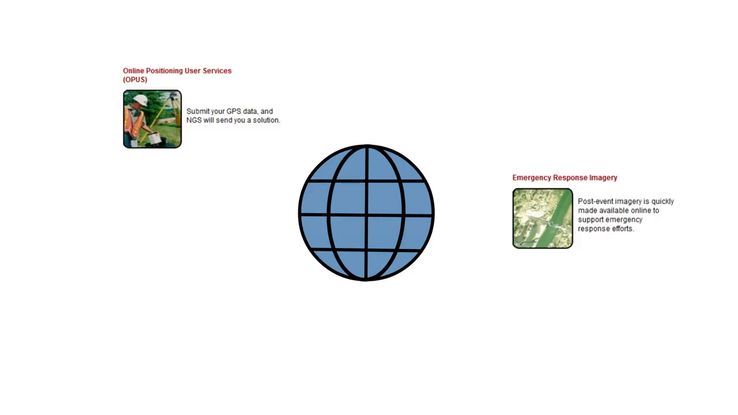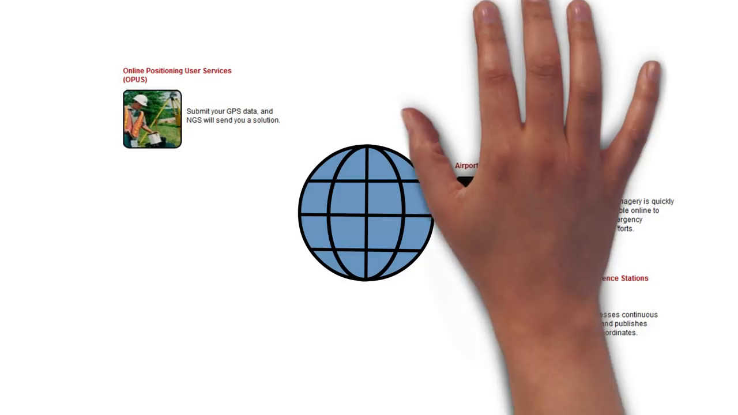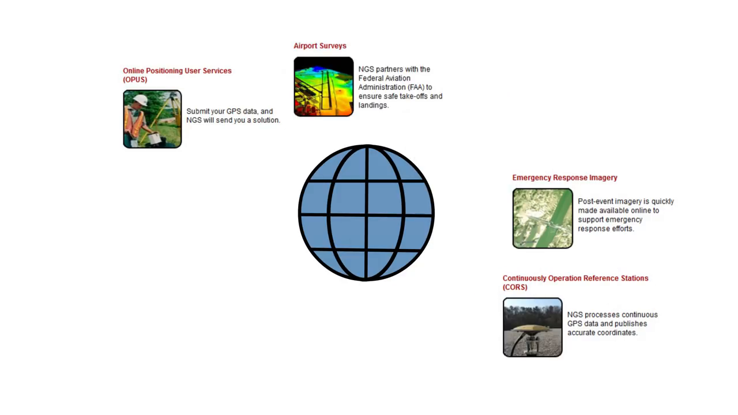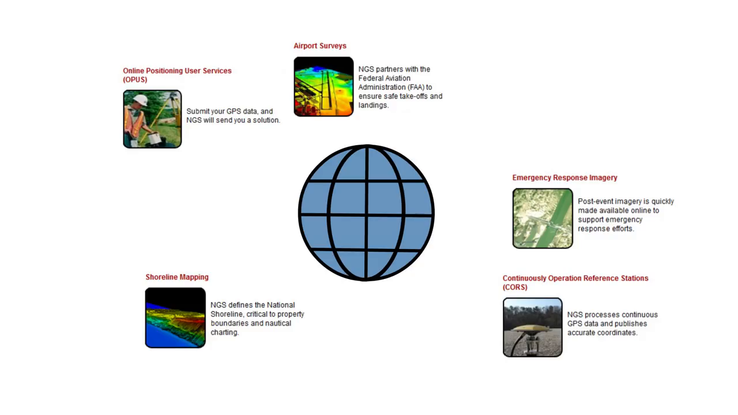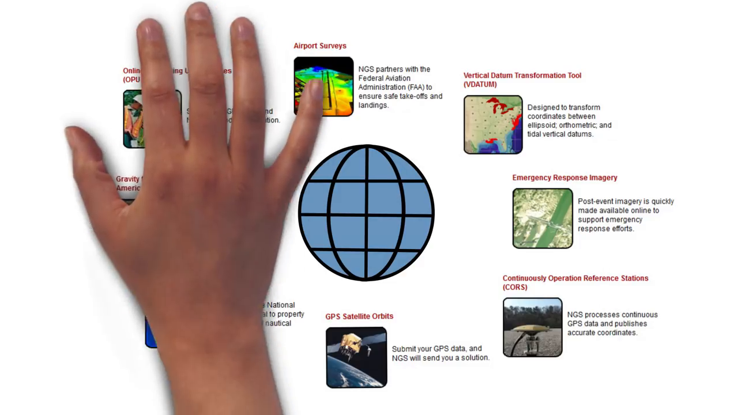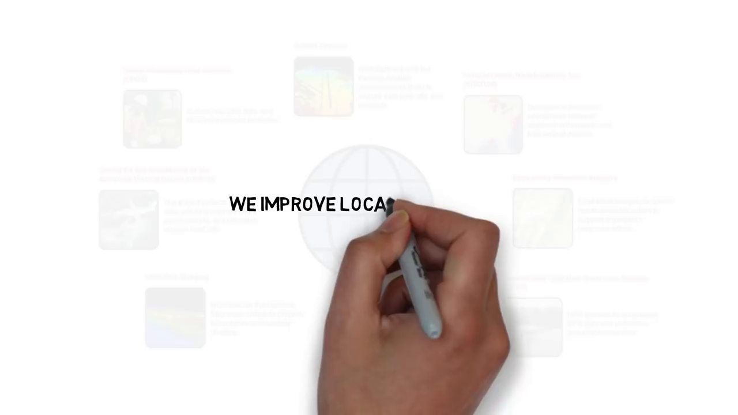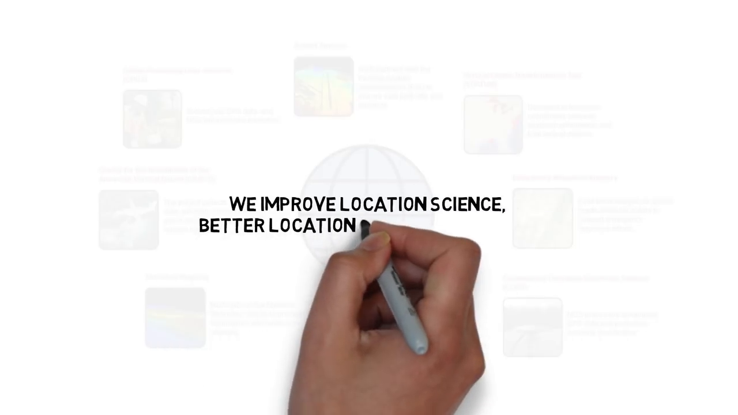NOAA does both geodesy and coastal mapping. NOAA's National Geodetic Survey defines reference frames that support accurate positioning and elevation information to help build in the right place and at the right elevation, and a national shoreline to support safe navigation, and more. We improve location science. Better locations improve your life.